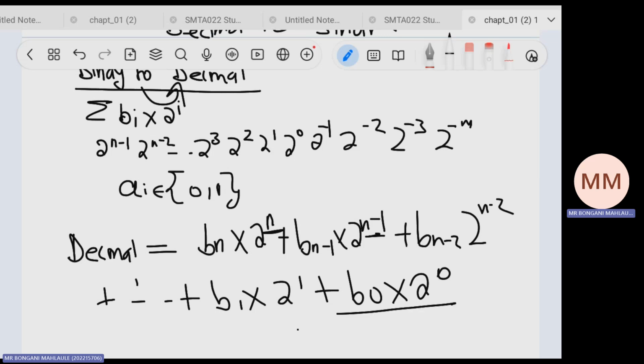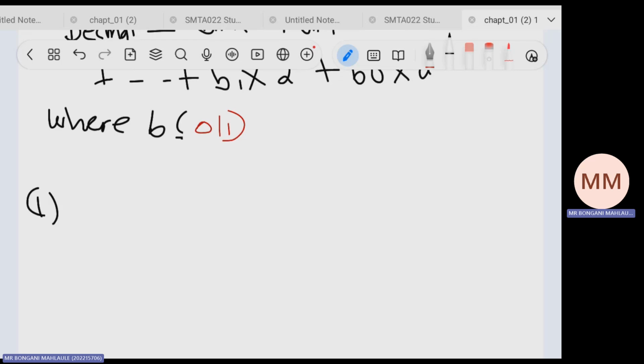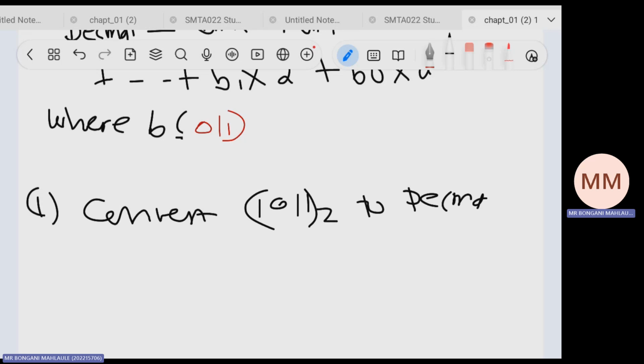So at the end you'll have that. Now we know where b is either 0 or 1. B is either 0 or 1. So now we're going to say example 1: convert this to decimal.